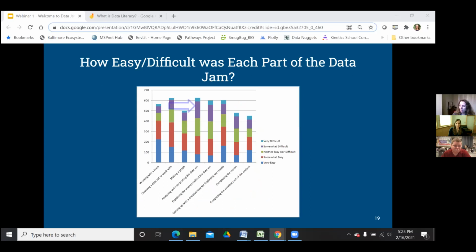And finally, this is a little hard to see, but we asked the students how easy or difficult different parts of the Data Jam were. So these 2 bars are the 2 that address data. The first is analyzing and interpreting the data set, and the second is explaining the science behind the data set. And as you can see, students find those 2 activities slightly more difficult than many of the other activities involved in the Data Jam. And again, that's not surprising given what we know about student data literacy in the K-12 classroom.